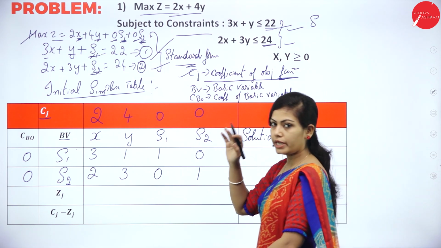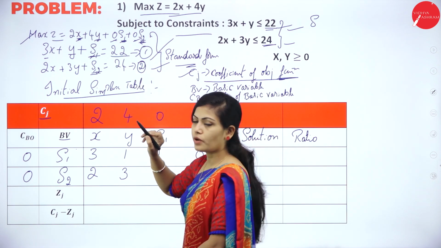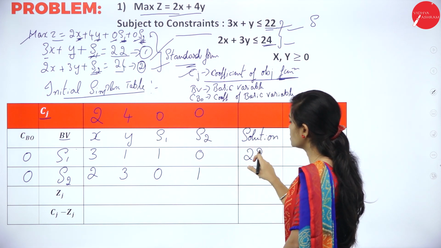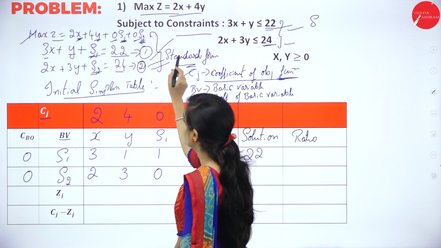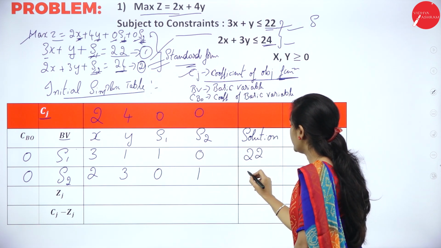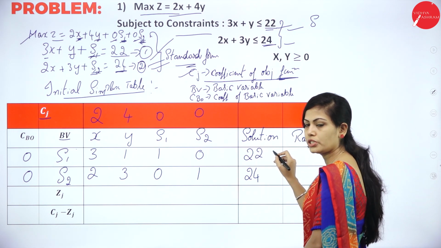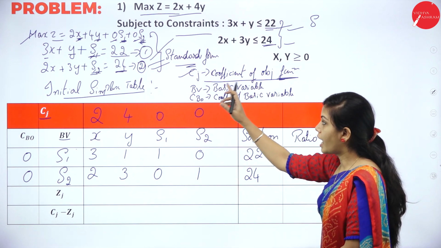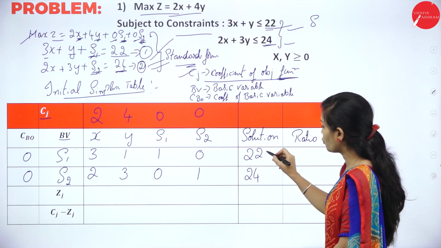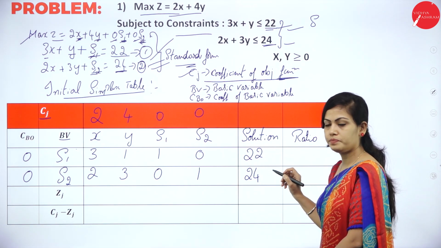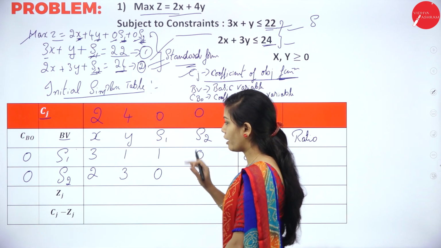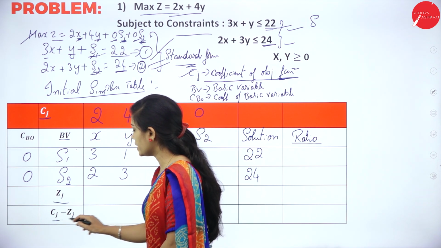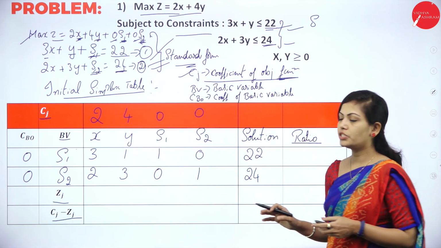You just see the equation number 1 and 2. In equation number 1, in place of RHS, we have one solution called 22. So this is your solution value. In equation number 2, you have RHS value called 24. This is equation number 1 solution and this is equation number 2 solution. So in place of solution, you have to write the RHS value in both the equations. And after this, you have to find the ratio and you have to find the Zj value and Cj minus Zj value. This is your initial table.